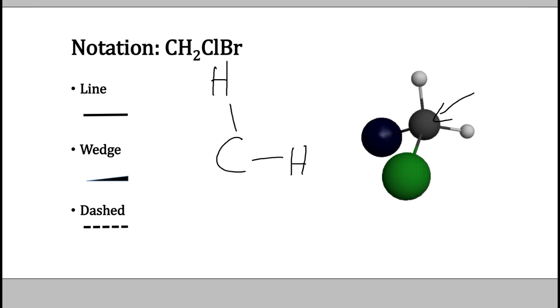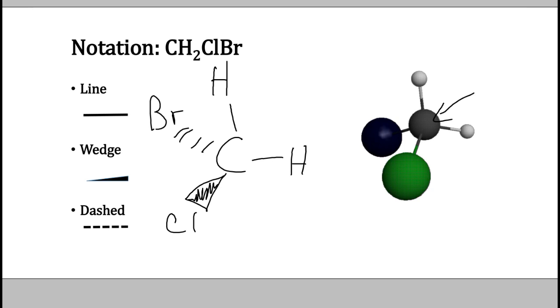Those are both in the exact same plane as carbon. But then we have chlorine coming out of the plane at us. So chlorine we would represent with a wedge. And then since bromine is going into the plane away from us, we'd use a dashed line for that. Now you guys aren't going to have to be able to draw structures with this notation, but if it helps you visualize it in 3 dimensions, it might be worth learning to do. But you will not be responsible for drawing anything in 3 dimensions.